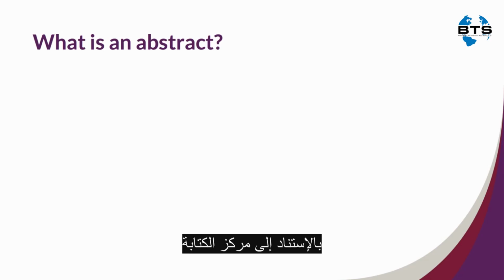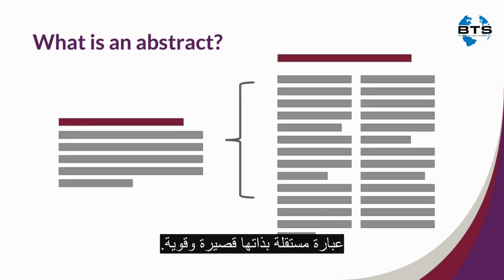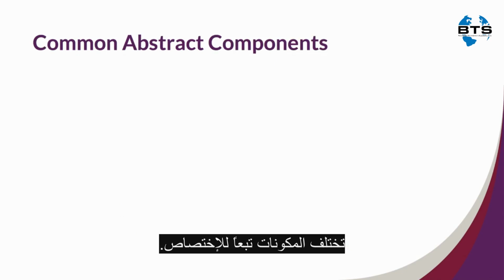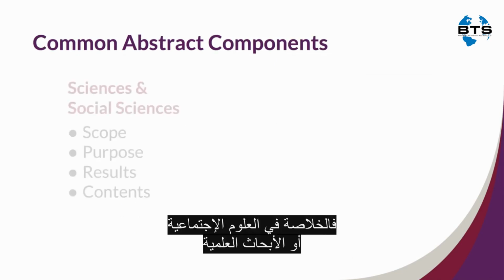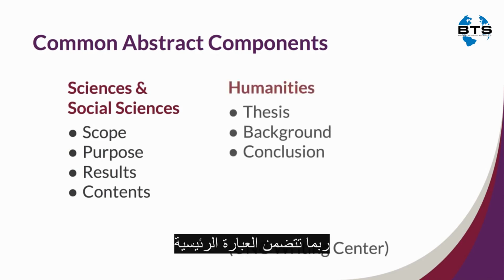According to the Writing Center at the University of North Carolina at Chapel Hill, an abstract is a self-contained, short, and powerful statement that describes a larger work. Components vary according to discipline. An abstract of a social science or scientific work may contain the scope, purpose, results, and contents of the work. An abstract of a humanities work may contain the thesis, background, and conclusion of the larger work.